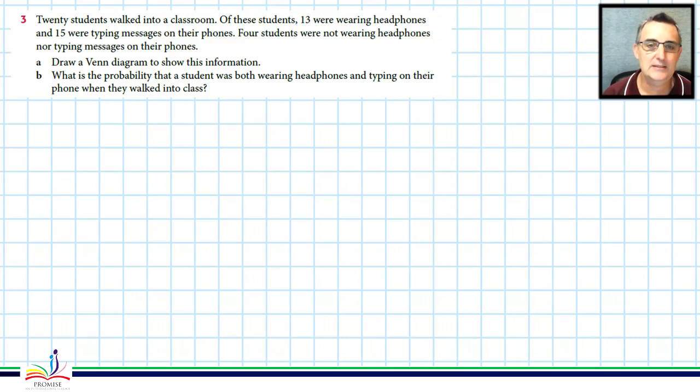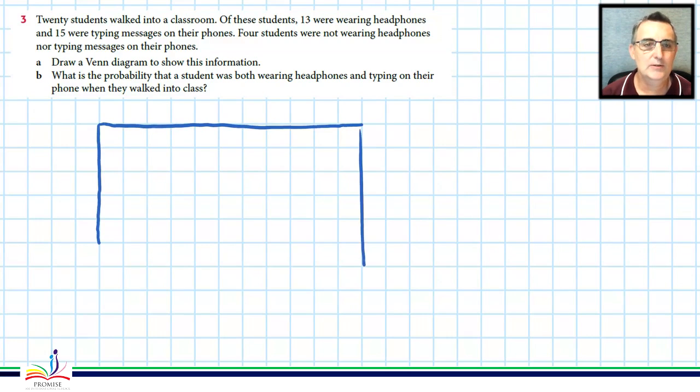So the question says, there's 20 students who walked into a classroom. Of these, 13 were wearing headphones and 15 were typing messages on their phones. 4 students were not wearing headphones nor typing messages on their phones. Draw a Venn diagram to show this information, part A. Part B, what's the probability that a student was wearing both headphones and typing on their phone when they walked into class?